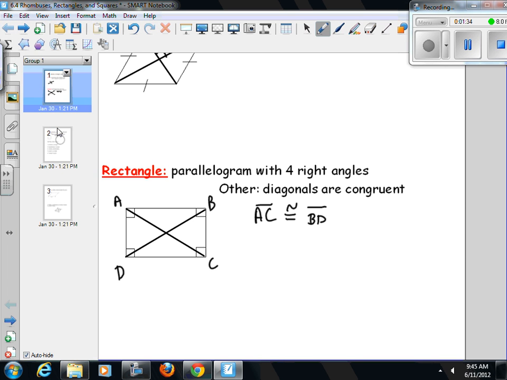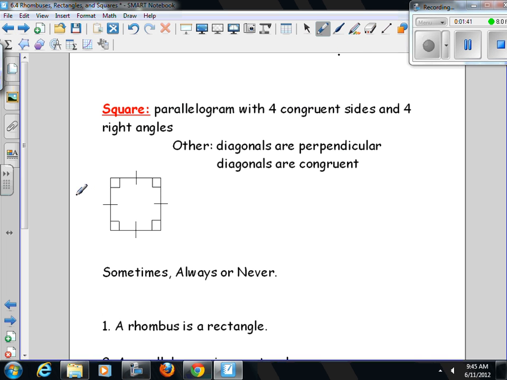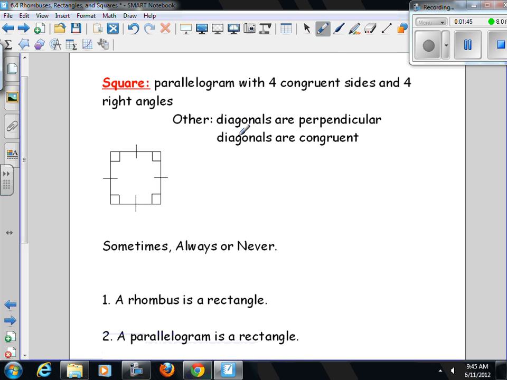Let's move on. A square. A square is a parallelogram with four congruent sides and four right angles. So I've labeled all of the sides as being congruent, and the angles are all right angles. The other things that you should know about this: the diagonals are perpendicular, and the diagonals are also congruent if you were to draw those in a square.